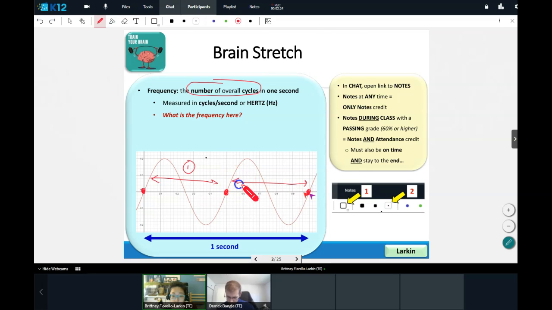So if we have 2 cycles in 1 second, then our answer should be what? Tell me in the chat in the units Hertz. What should be our answer here? Go ahead and tell me in the chat using those units Hertz. Yeah, exactly. So this would therefore be 2 Hertz. Go ahead and give me a smiley face emoji in the chat if that review from yesterday makes sense. Again, once you know the number of waves in a second, that also tells you your frequency in Hertz.